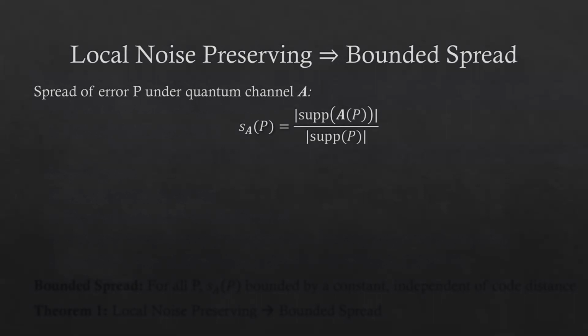Specifically, we define the spread of a Pauli error P under a quantum channel A in this way. The spread is the ratio of the size of the support of the image of P under A to the size of the support of P. That is the factor by which the support size of P is increased by the action of the operator.